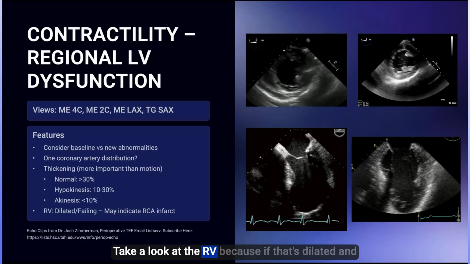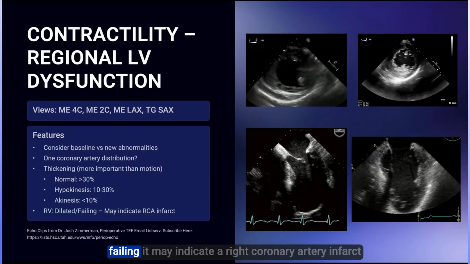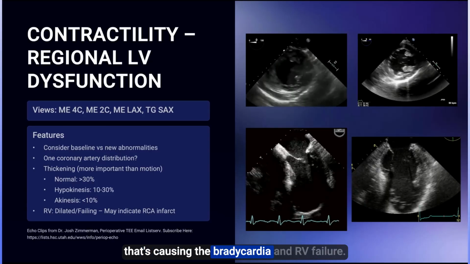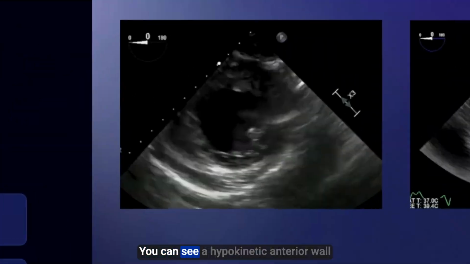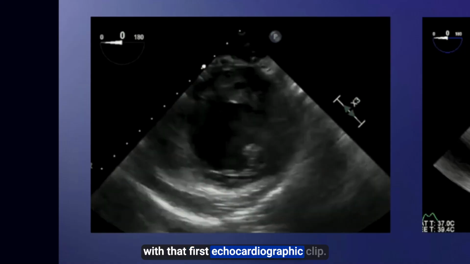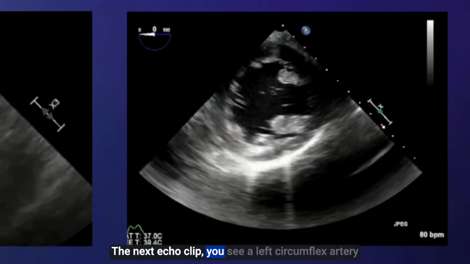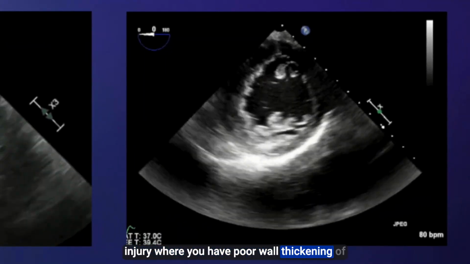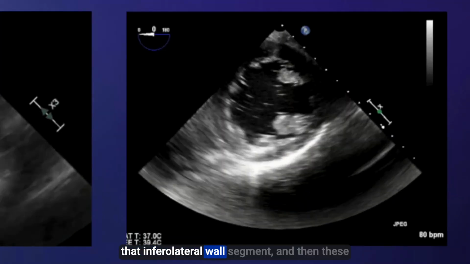Take a look at the RV, because if that's dilated and failing, it may indicate a right coronary artery infarct that's causing the bradycardia and RV failure. You can see a hypokinetic anterior wall with that first echocardiographic clip. The next echo clip, you see a left circumflex artery injury where you have poor wall thickening of that inferolateral wall segment.